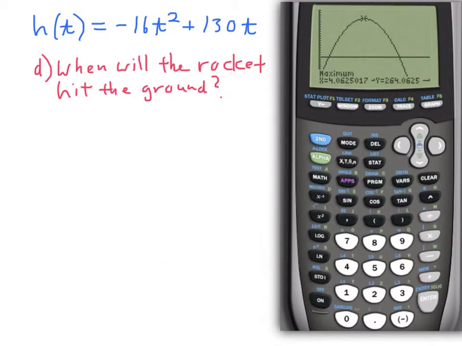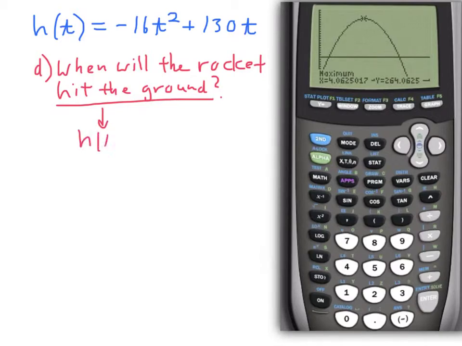Okay, now let's look at the question, when will the rocket hit the ground? Now, if it hits the ground, that means the height is 0. So that's what you have to realize. So hitting the ground means the height is 0.